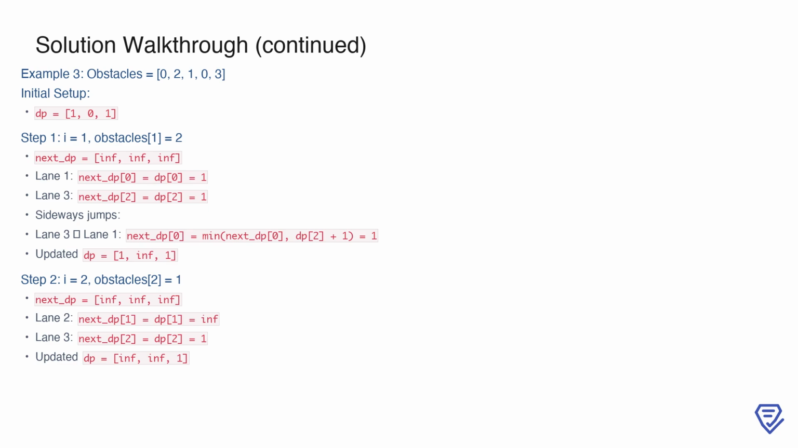In this example, the obstacles array is 0, 2, 1, 0, 3.